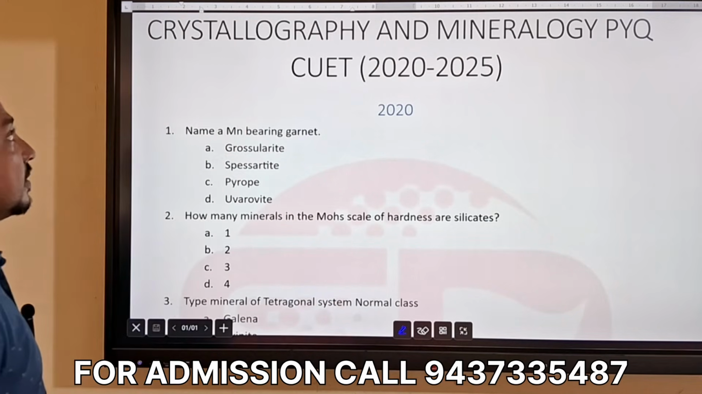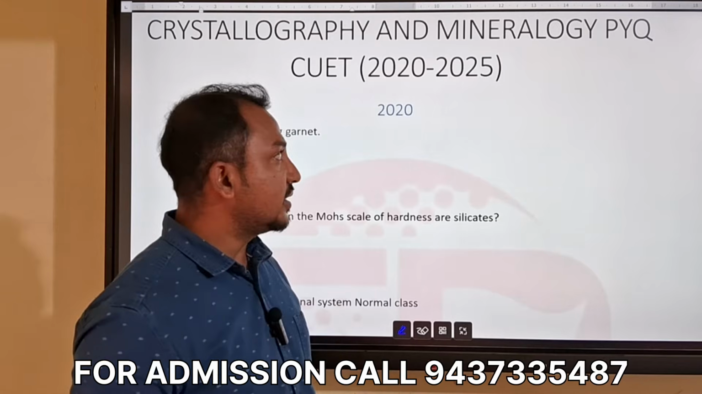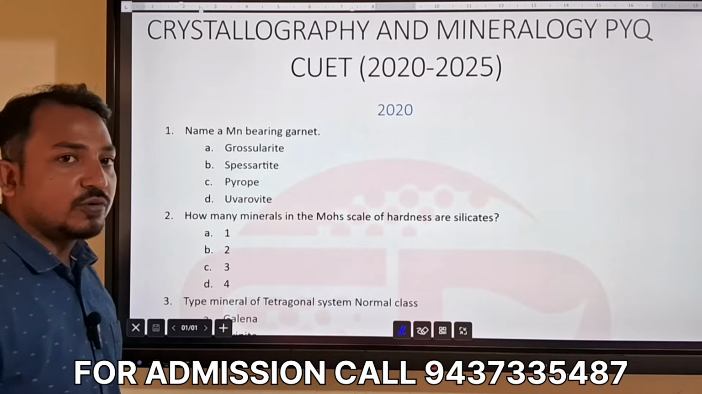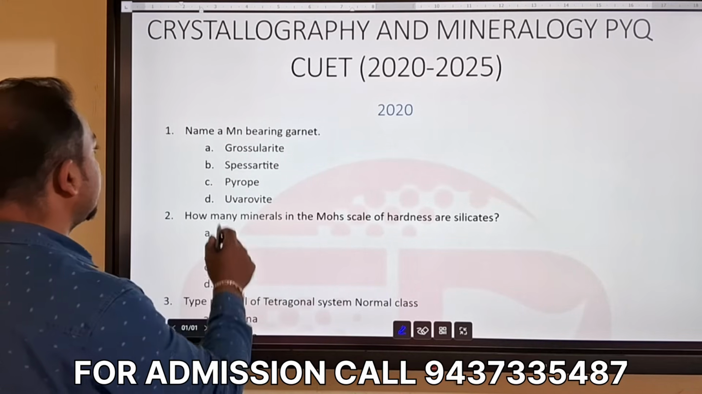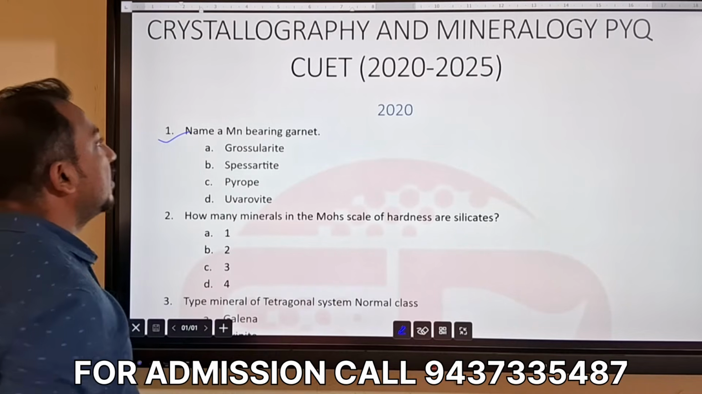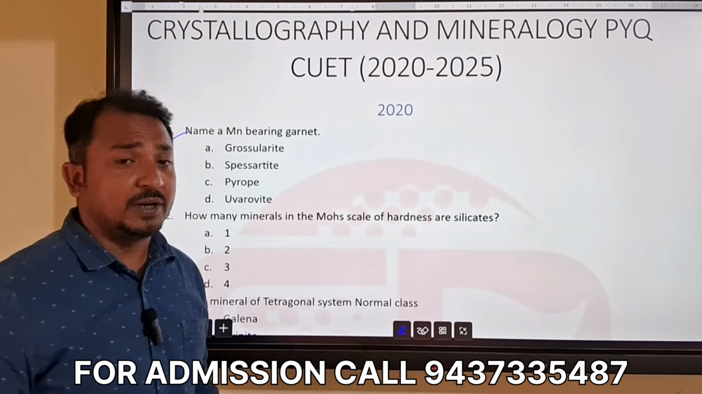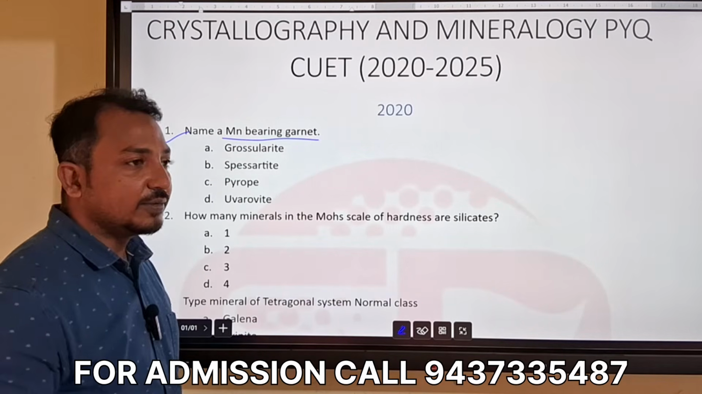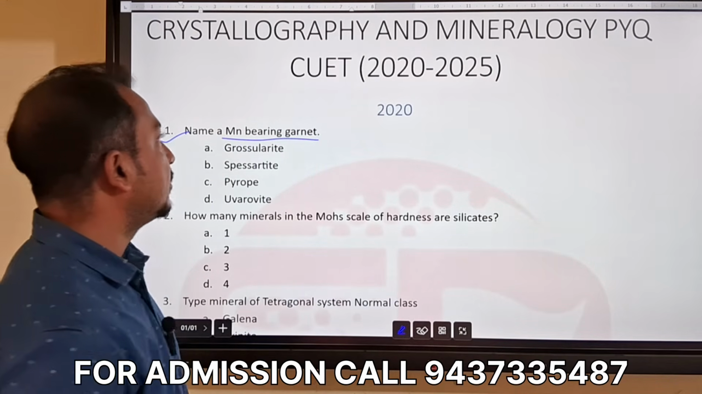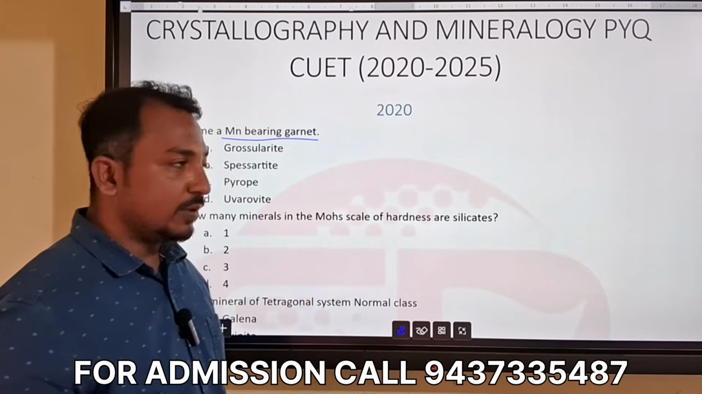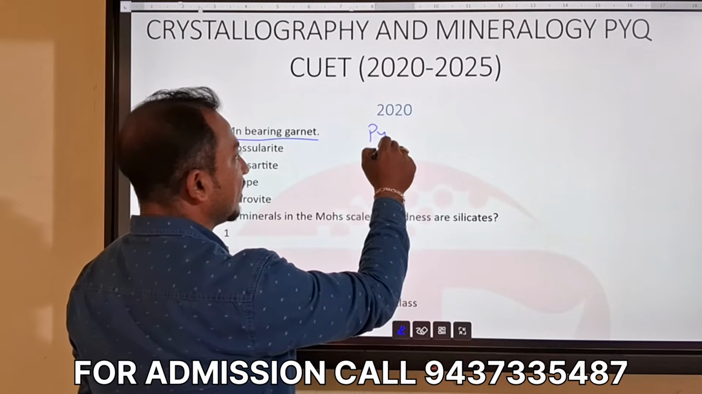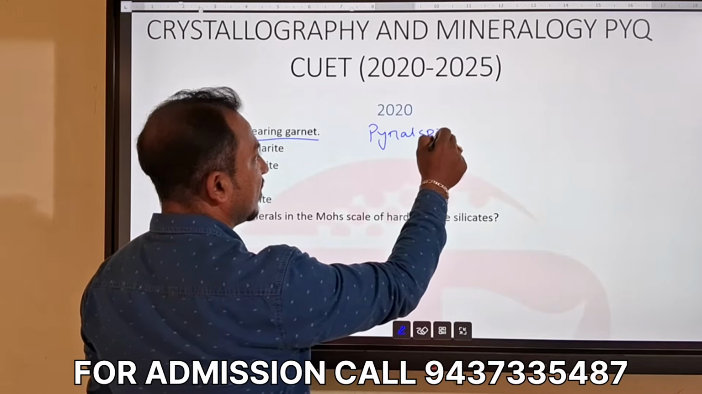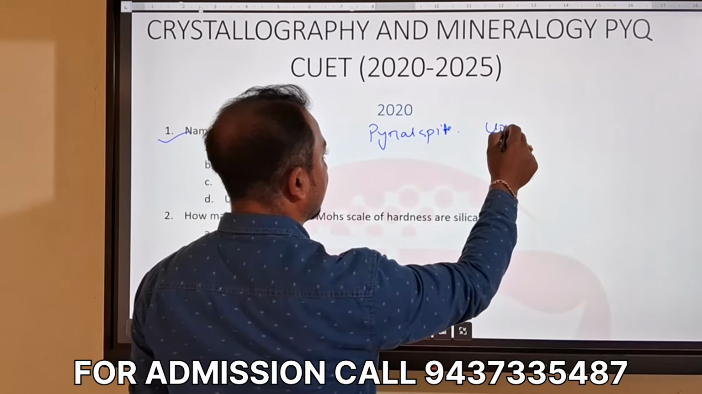So today we'll discuss crystallography and mineralogy questions from 2020 to 25. Our first question is from mineralogy. Name the Mn bearing garnet. So garnet minerals are divided into two groups. One is called pyralspite. Another is your ugrandite.